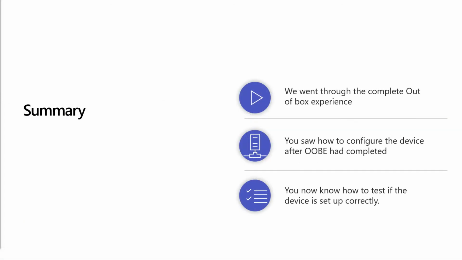In summation, we went through the complete out-of-box experience, starting with Windows and moving on to Teams Rooms. We then did some post-out-of-box setup, such as changing the admin password, updating the Teams Rooms app, and updating Windows. We then validated that the settings inside Teams Rooms are correct. And then we did a bunch of testing to make sure that all of the tests worked correctly. So now you know how to set up a Teams Rooms device from out of the box into production.